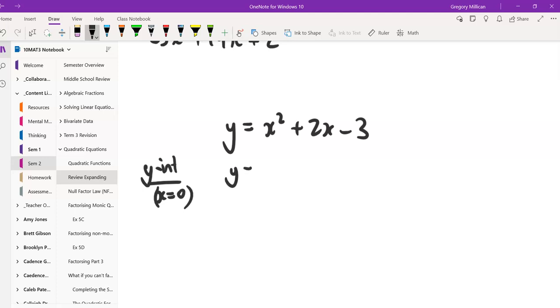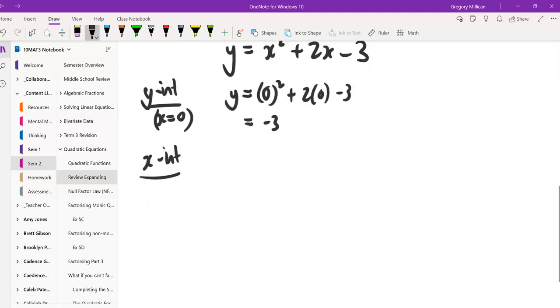So we put in our 0 values: 0 squared plus 2 lots of 0 minus 3. Basically, it's the term on the end, just like it was for the linear equation, right? It equals minus 3. We can find the y-intercept really easily, no dramas. But when it comes to the x-intercept, how do we find x-intercepts? y equals 0, right? So I've got 0 equals x squared plus 2x minus 3.